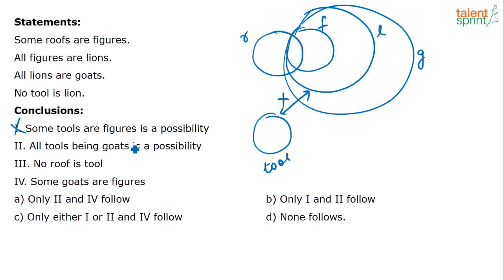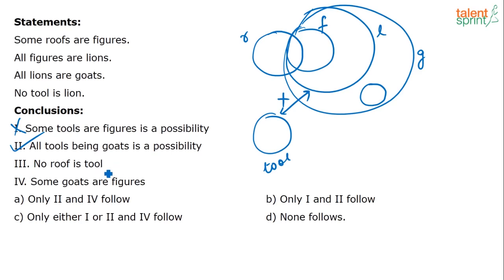Next, all tools being goats is a possibility. Yes, you can draw these tools here, no? Is it violating any other rule? No, it's not. You can draw it here also. So this conclusion is a possibility. It can be true. So that conclusion follows.